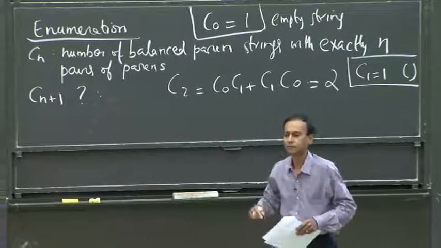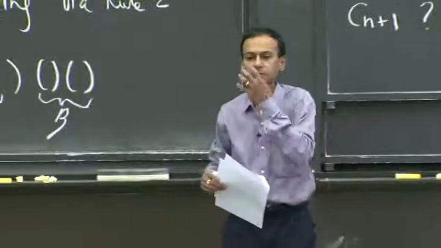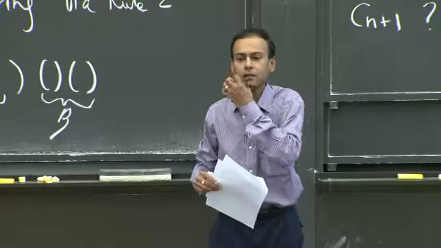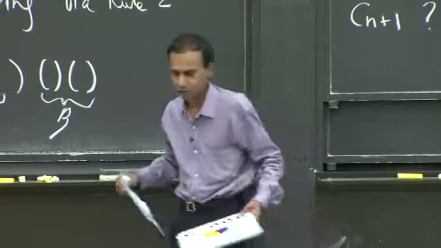Yeah, back to you. So C0 times Cn plus C1 times Cn minus 1 all the way to Cn times C0. Perfect. Okay, good.